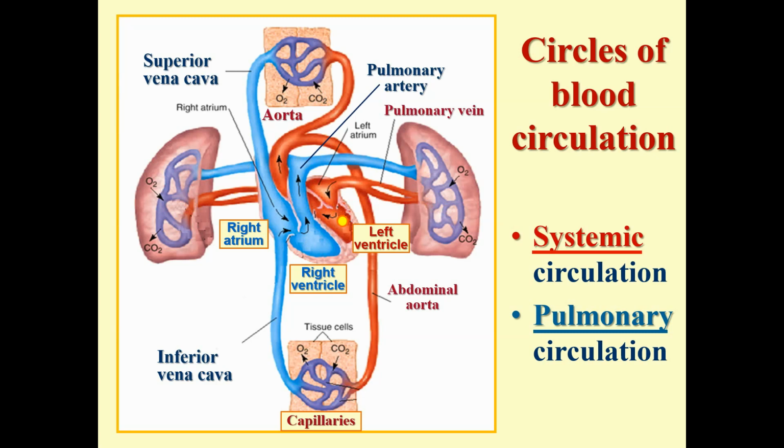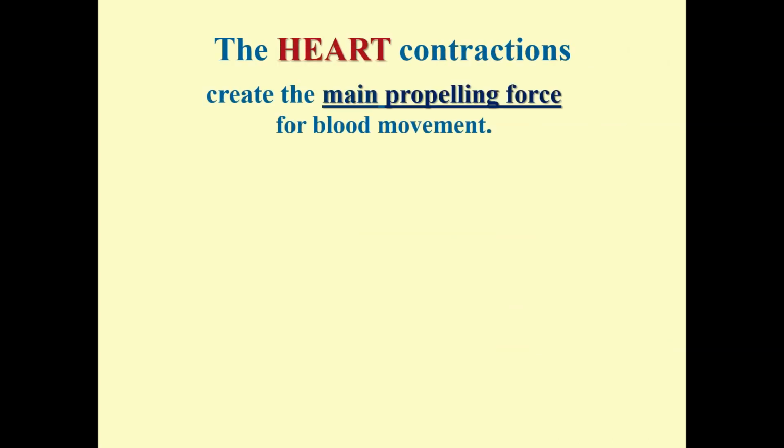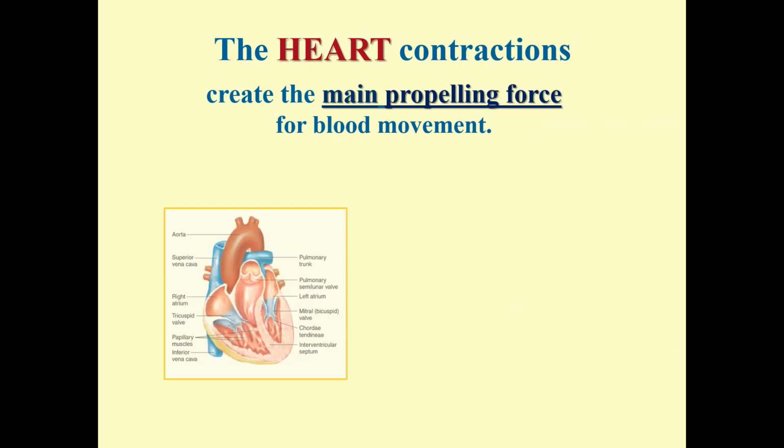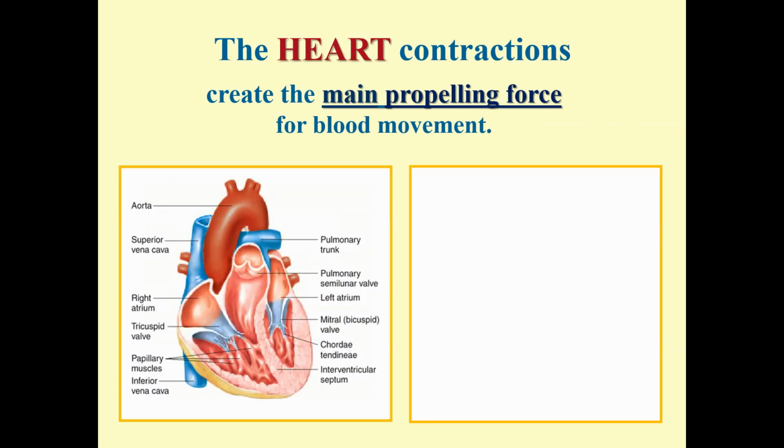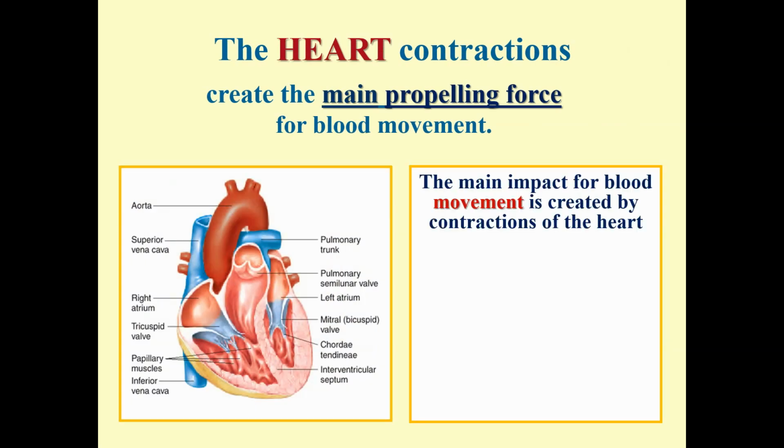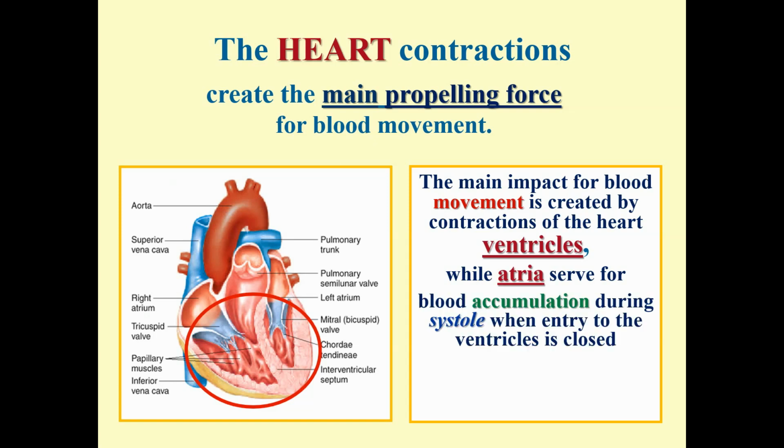And the main reason of all this blood movement is the heart contractions, which produce the main propelling force for blood movement. And from the whole heart, the main impact, of course, is created by the ventricles. Their contraction pushes blood, ejects it into aorta and pulmonary artery. As for atria, they have a different function. The atria serve predominantly for the blood accumulation during systole.